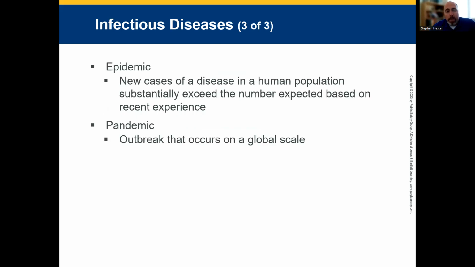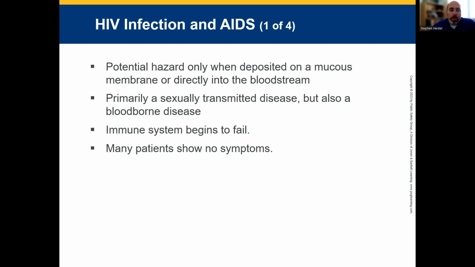An epidemic is when new cases of a disease in the human population substantially exceed the number expected based on recent experience, and a pandemic is on a global scale. HIV and AIDS are still out there. A lot of people were talking about it back in the 90s and early 2000s, but not as much anymore. So be mindful of that, and make sure you're keeping yourself safe.